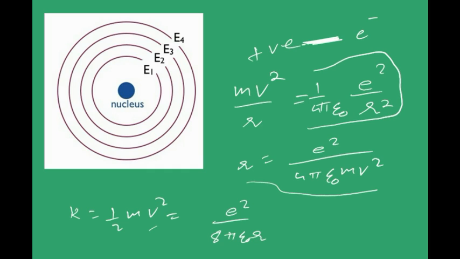We also have a formula for electrostatic potential energy, U. We discussed this in the electrostatics chapter, right? That is minus the product of charges by 4 pi epsilon naught and the distance between them. So this is the electrostatic potential energy, and this negative sign indicates that there is a force of attraction between those two particles.